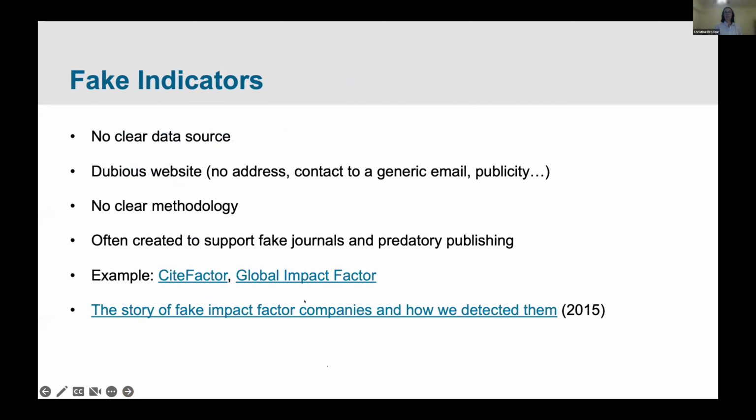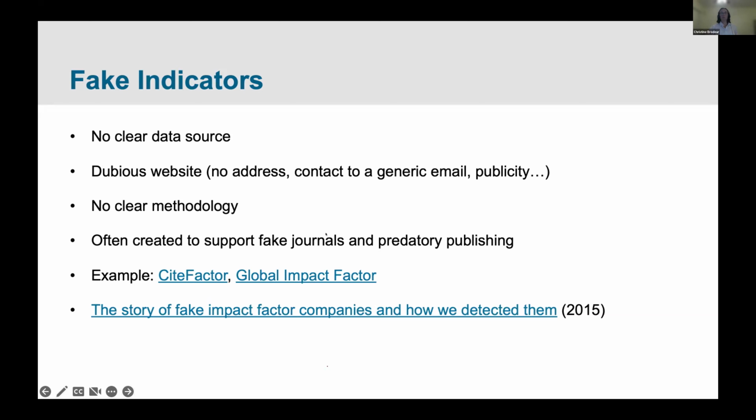Then the fake indicators. So you have to be careful. Yes, thank you. Monique put the 2 links in the chat as well. So in the fake indicators, there are some going around. It seems to be a bit less of a problem, but I feel that when I started about 10 years ago working in a university, this topic came up a bit more often. Now I had to actually look for them to find them. But basically they're indicators where, when you look at their website, there's no clear data source, it's a generic email to contact them, and there's not really any methodology.